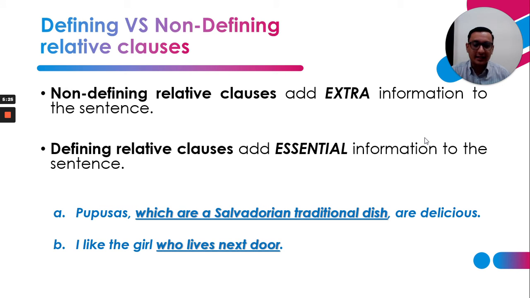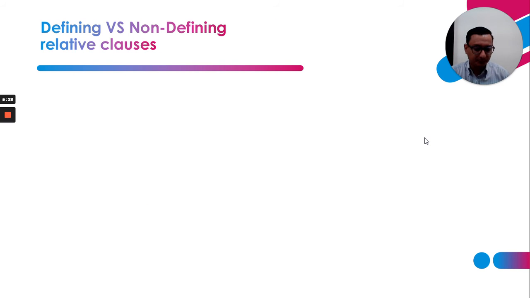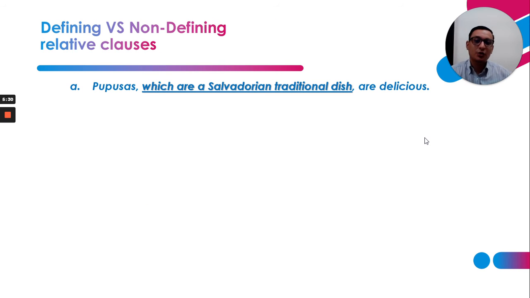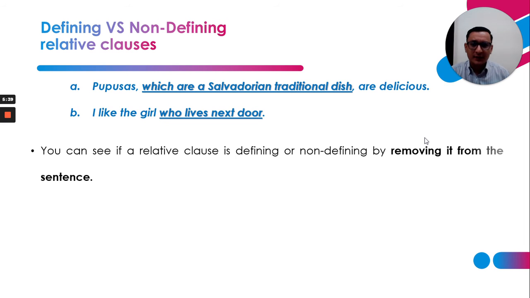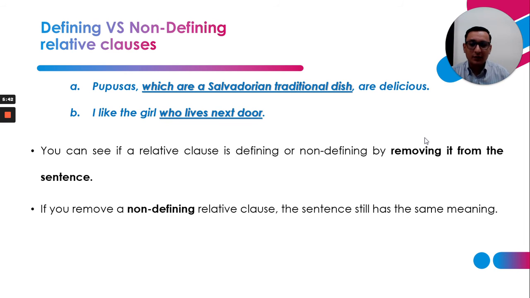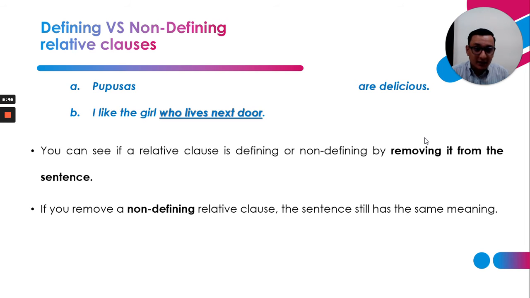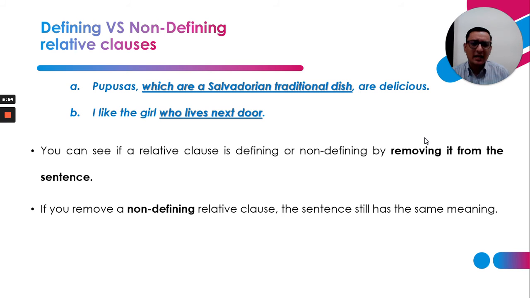Now, let's analyze the sentences for a couple of minutes. So if I have this, pupusas, which are a Salvadorian traditional dish, are delicious. We completed the idea. So if we remove this, the meaning is still the same. Pupusas are delicious. Our intention is to say they are very tasty. But if we have this one, it's information, just like the example we had in class. Maybe if it is a person from a different country, you can express this and it will change into a defining relative.